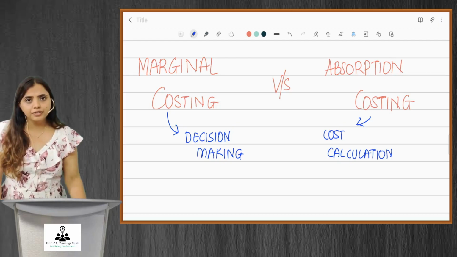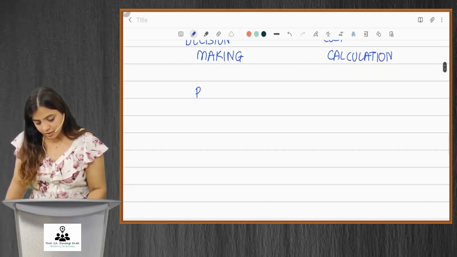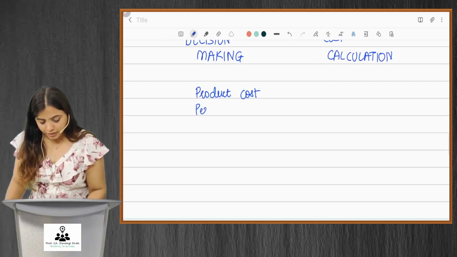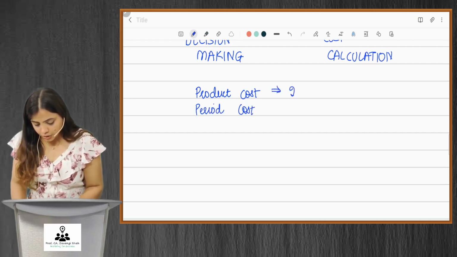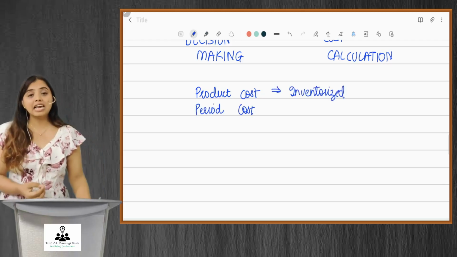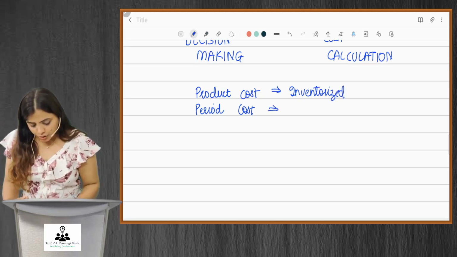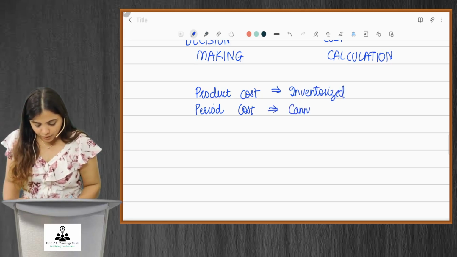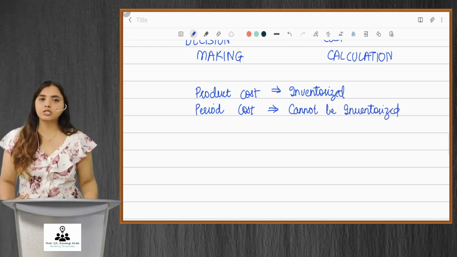Why is that difference? To understand it, you should know these two types of cost, that is product cost and period cost. Product costs are those costs which can be inventorized, means they can be included in the stock valuation. Period costs are those costs which cannot be inventorized, cannot be included in stock valuation.